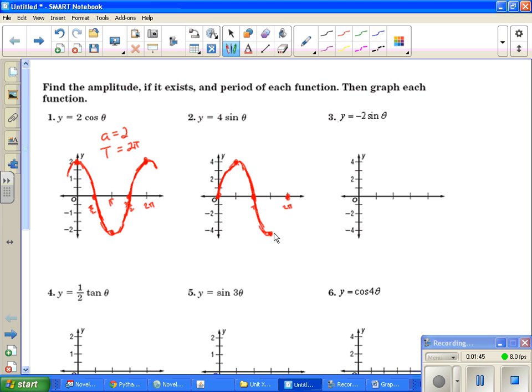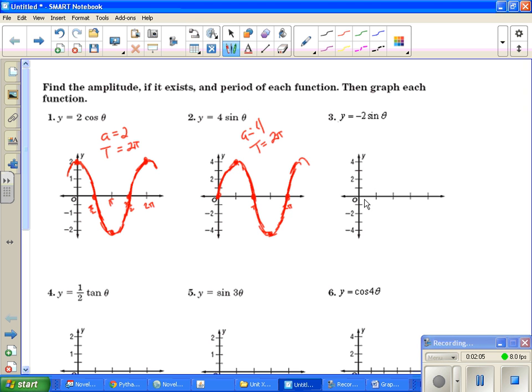So it should look something like that. All right. Amplitude is 4, and sine's period is still 2 pi.